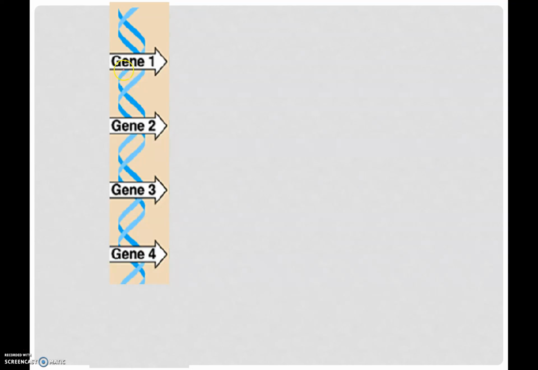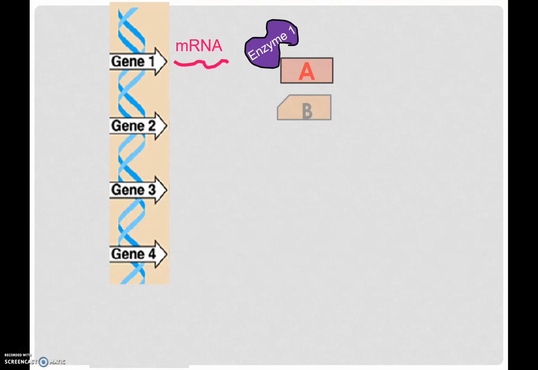So you can see a series of genes right here: 1, 2, 3, 4. There could be 5. So we know that genes code for mRNA, and mRNA codes for a protein. And in this case, the protein it's coding for is an enzyme. Now this enzyme will catalyze a reaction. It'll take substrate A and convert it into product B.